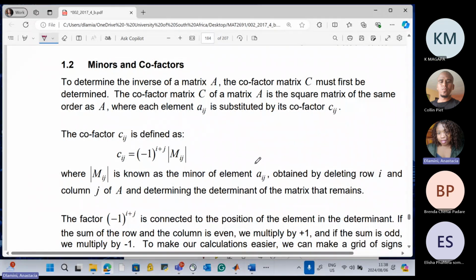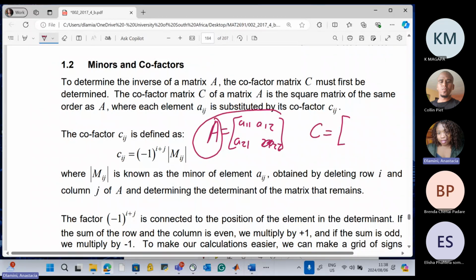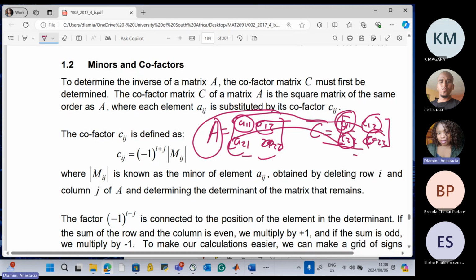So if I have a matrix A with entries A11, A12, A21, A22, then the cofactor matrix of A will have the same dimension. If this is a 2 by 2, this has to be a 2 by 2, but it will be C11, C12, C21 and C22. Now, this is called the cofactor of A11. This is the cofactor of A12. This is the cofactor of A21. And this is the cofactor of A22.